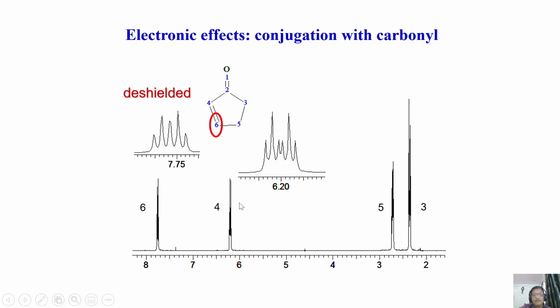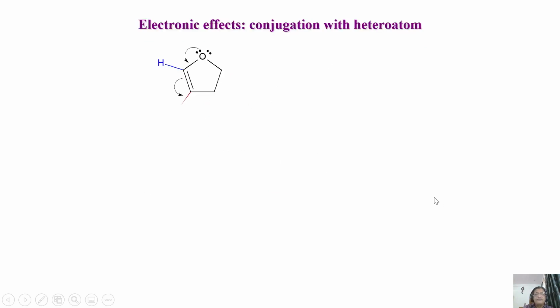This proton comes downfield, whereas this proton comes high field. On the other hand, in the same way, this is a proton that goes along with this proton 6, and this also comes downfield. Similarly, along with 5, this proton 3 also comes high field. This is a beautiful effect you can see when you conjugate with the carbonyl group. These two carbons with a double bond, 4 and 6, come downfield, and 3 and 5 come to high field.